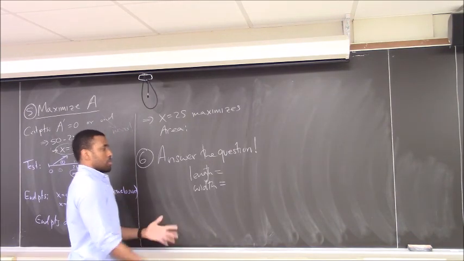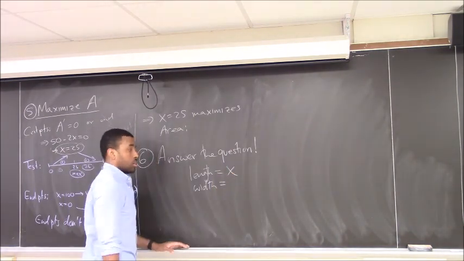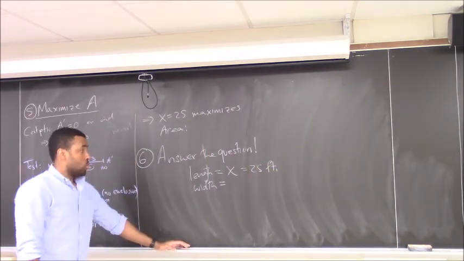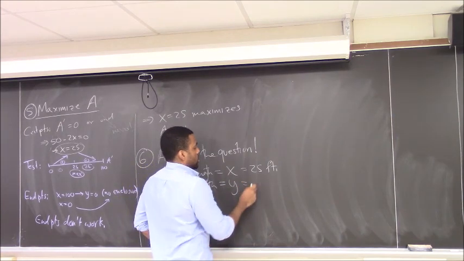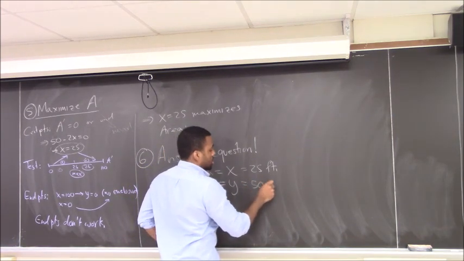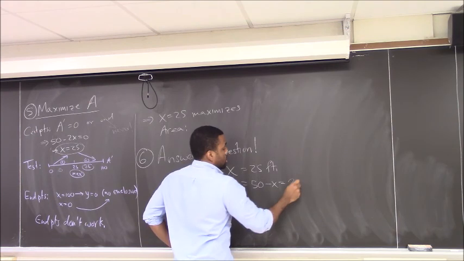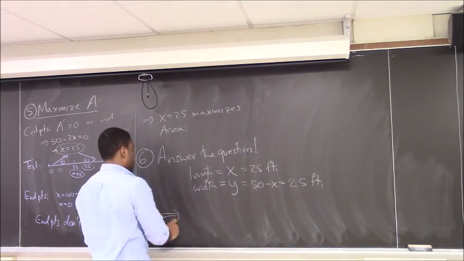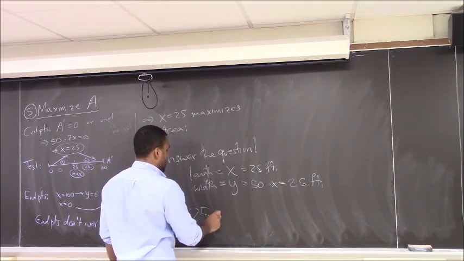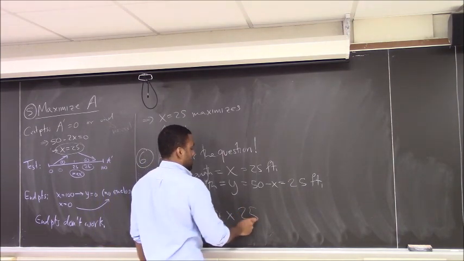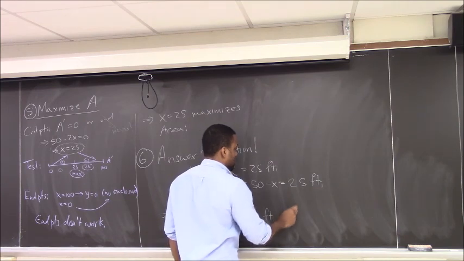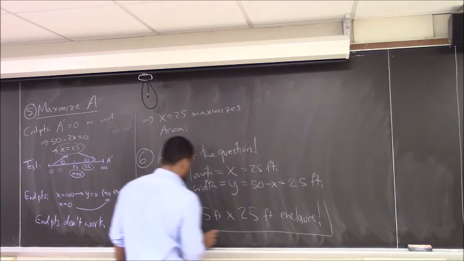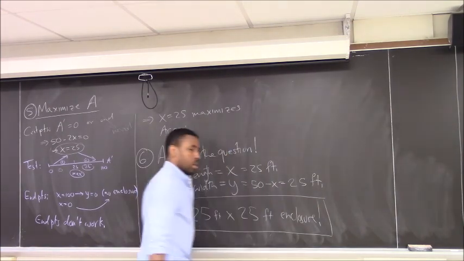So I know that the length by my diagram was x. I know that's 25 feet. The width was y, which I think was 50 minus x, which in this case is 25 feet as well. So this means we need a 25 foot by 25 foot enclosure. That's your answer.